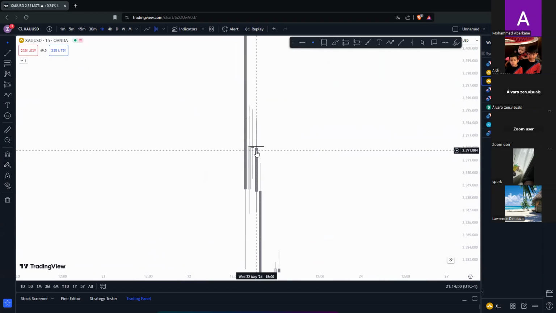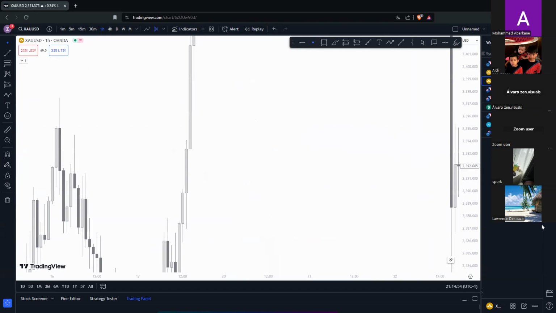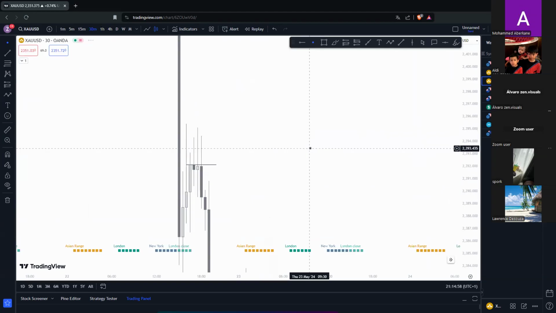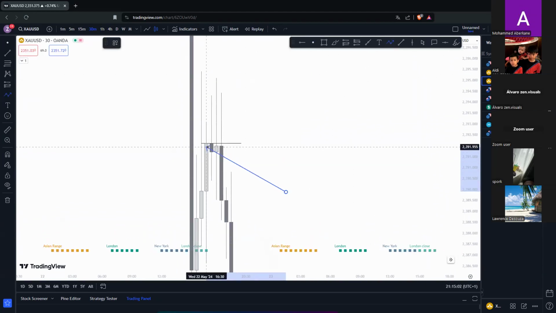So here, this is a fresh A level. If you just look at it like this, okay? This is a fresh A level. You would want to go to M30 and look for your confirmation. So here, what do you have? You have an A level that is also fresh on M30. This is the DC candle, double confirmation candle, right? After this rejection. And then you put your limits here.